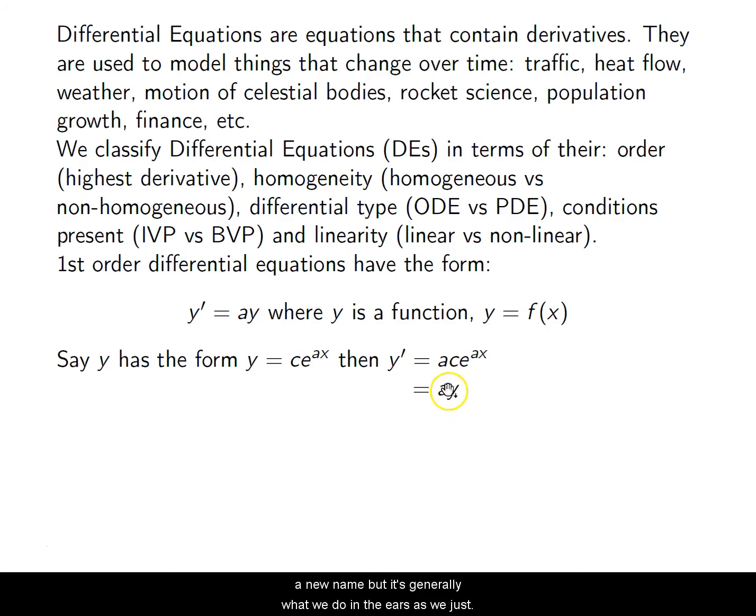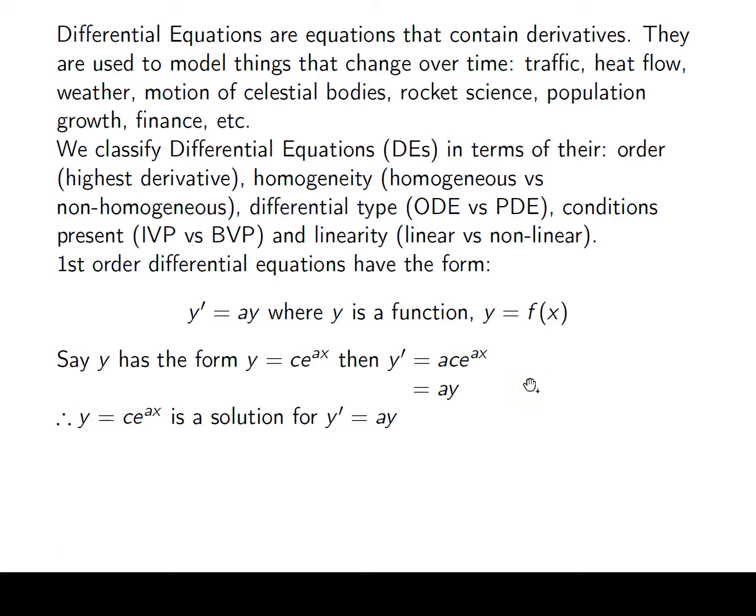I could have easily just called this a new name, but it's generally what we do in DEs: if it's a constant, it's a constant. It doesn't matter. I just write it as a constant, right? So AC is just a new constant. I'll call that new constant A. So I got y prime is a constant times my original function. Okay. So what does that mean? That means that things that look like this are solutions to our first order differential equation.